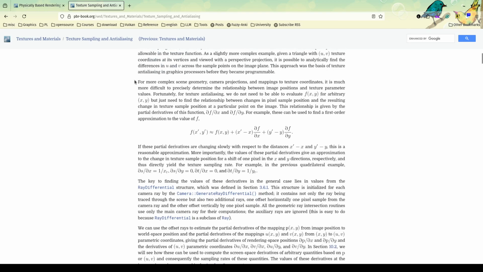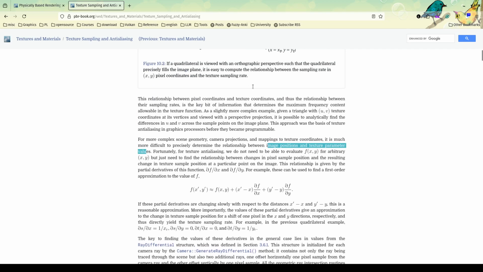For more complex geometry, camera projection, and mapping to texture coordinates, it is much more difficult to precisely determine the relationship between image position and texture parameter value. We don't even do just orthographic and perspective in PBRT. There are some cameras with lenses, stuff like that. So.